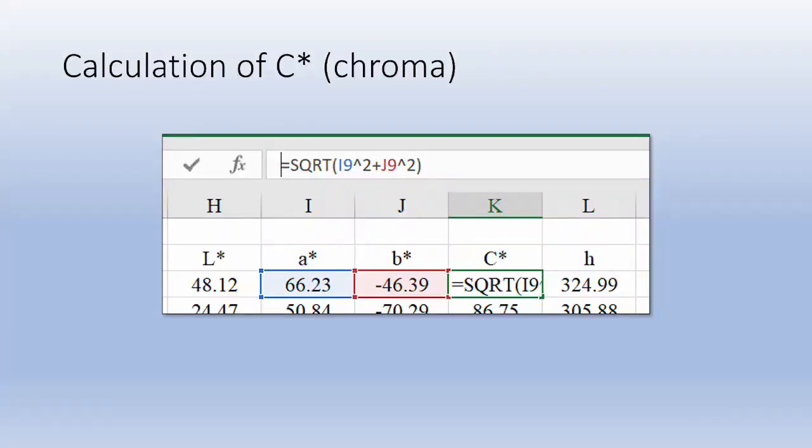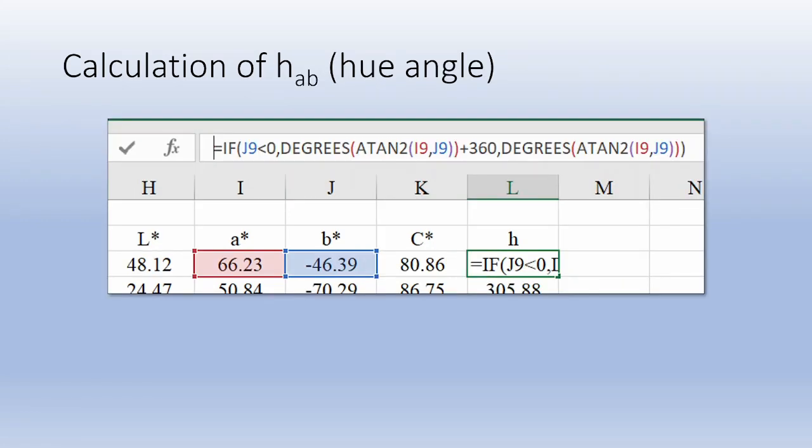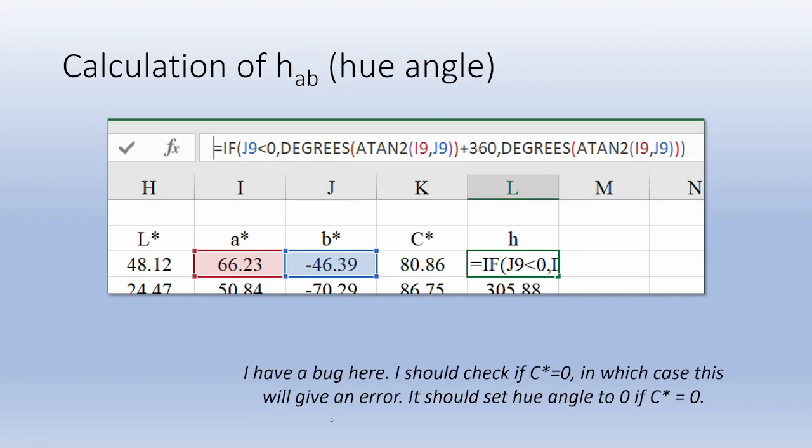Here we see the calculation of chroma. Again, it's in that spreadsheet, fairly easy to do. You may recognize it as being the Pythagorean theorem. And if you don't, that's okay. Here's the definition of how hue angle is computed. It's got arctangents in it, and there's all kinds of math. That's in the spreadsheet as well. You don't have to know the math. And there is a bug in this. I should check to see if C star is equal to 0.